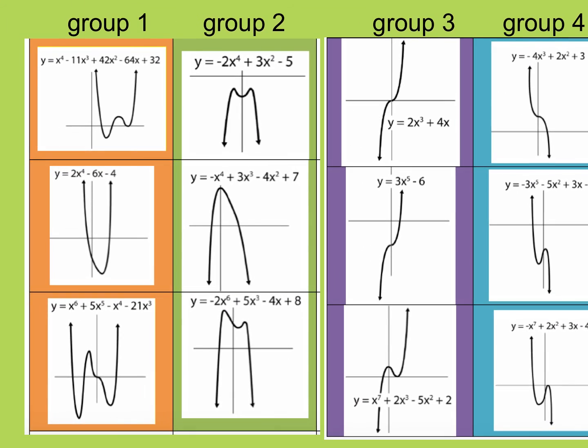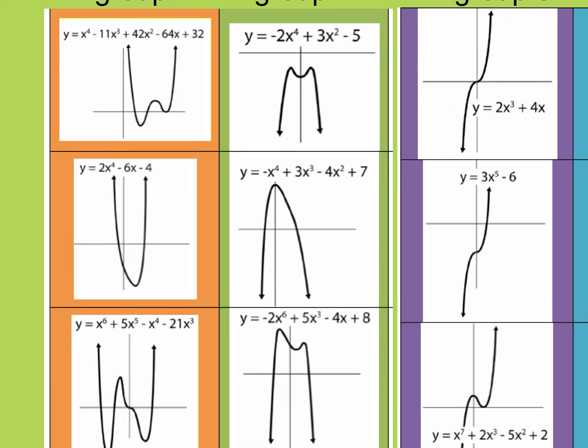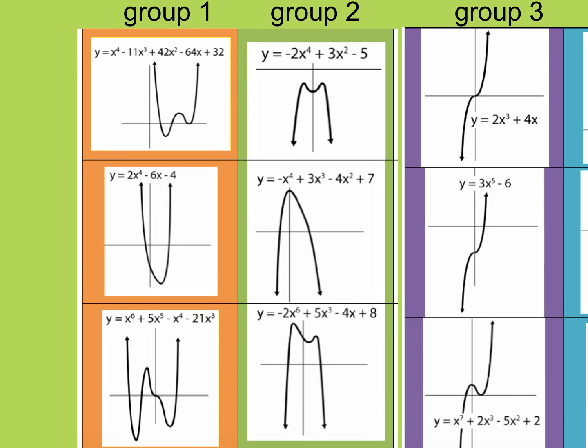Notice. See how they're all up? Up, up, up, up, up. And look at the lead term. All positive. This has 1 turn. This has 3 turns. This has 1, 2, 3, 4, 5, and 6.